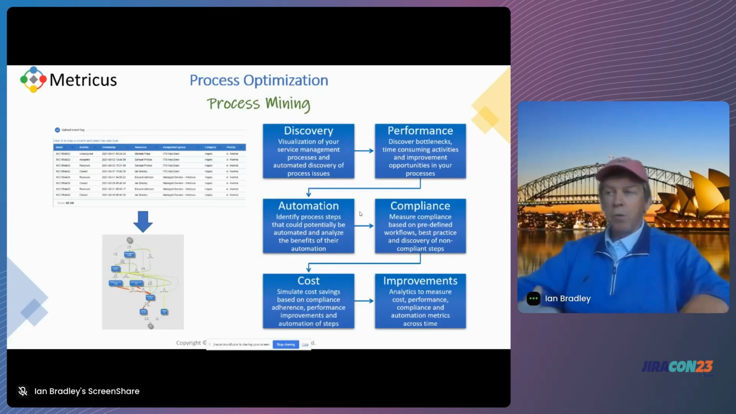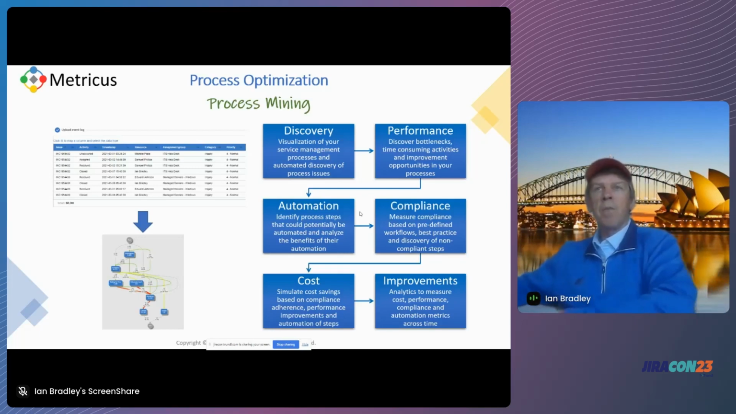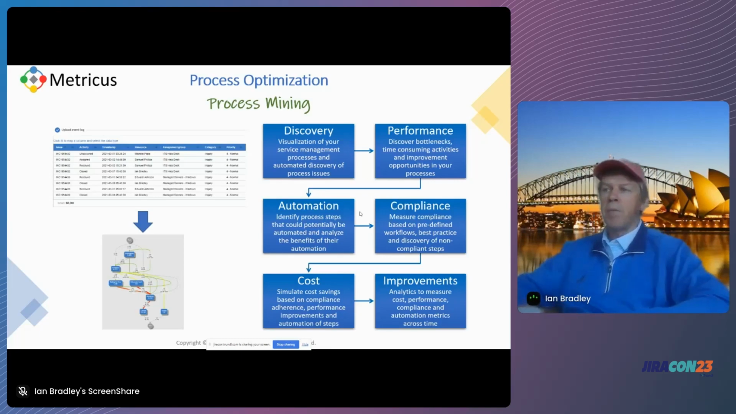And then we can do some cool stuff like let's start putting costs in and then say, well, if we change this process by reducing the time for a particular step, for a particular type of issue, how much are we going to save?